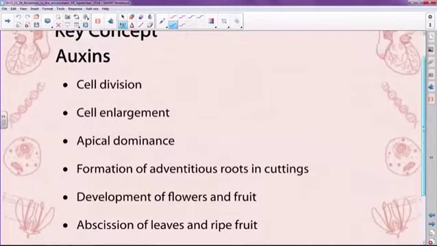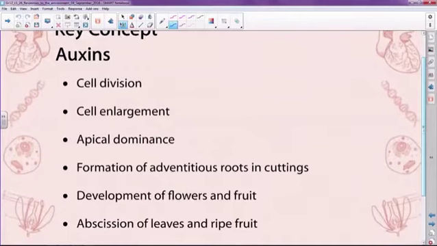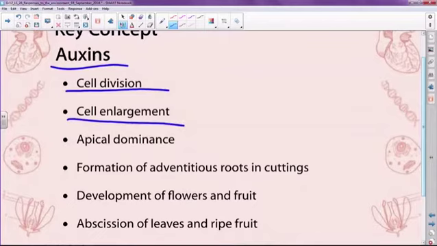The first hormone we're going to look at is called auxin. Okay, and auxin does specific jobs, and these are the jobs it does. First of all, it does cell division. In other words, it makes the cell divide a lot quicker, make more and more cells. That's what cell division is. Okay. The next one, it does cell enlargement. In other words, it makes the cells bigger. If the cells go bigger, it means the plant's going to grow. So think about it. Cell division and cell enlargement make the plant grow. That's simple.